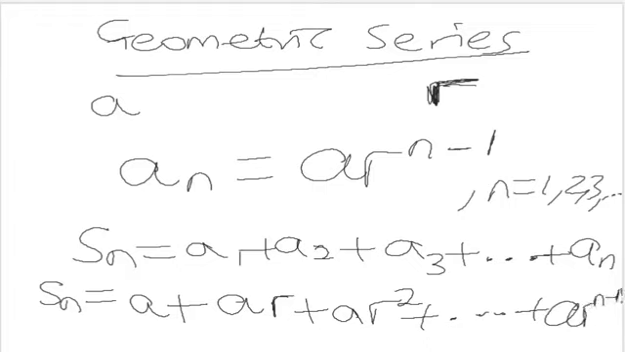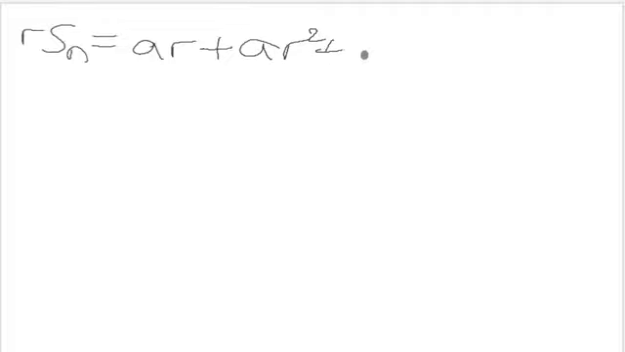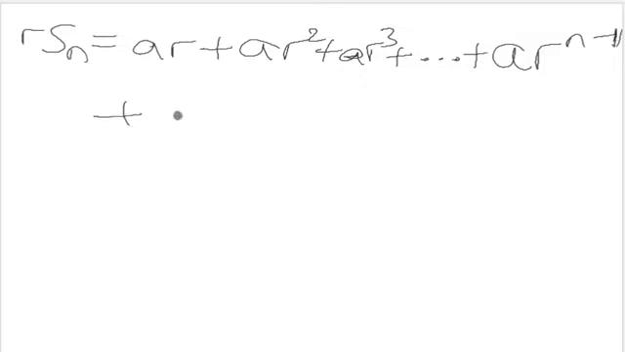So now we make this one our first equation, and multiply both sides by r. It gives us r Sn equals ar plus ar squared plus ar raised to power 3 plus dot dot dot plus ar raised to power n minus 1, plus ar raised to power n. So this becomes our equation 2.